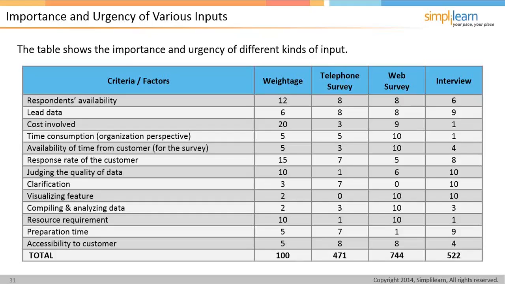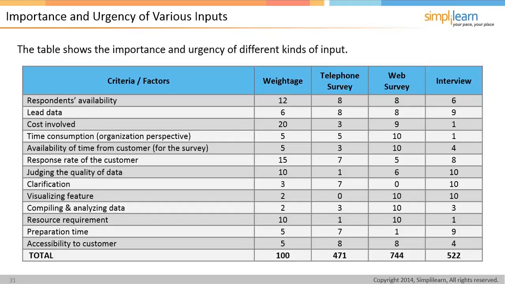Now, where we left off just before we went for the break, we were talking about capturing customer feedback, either internal customer or external customer. In this instance, we've created a table. We've gone out and collected all of this information. We've also assigned some values to it, both in terms of weighting and a score of 0 to 10 for each of the different areas: telephone survey, web survey, and interview.